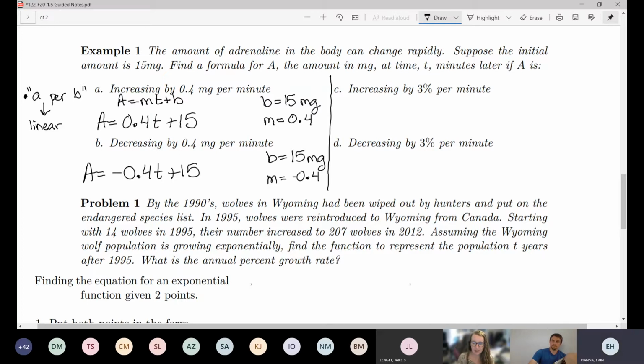Now in C and D, the phrasing changes a little bit. It says increasing by 3% per minute. And this is why I said that I was going to slightly go against what I said before.